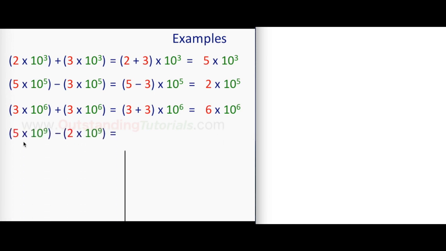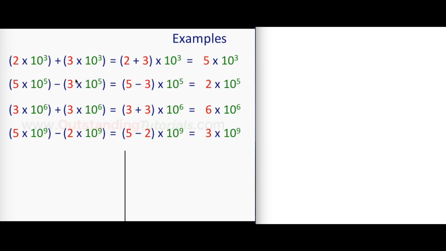Okay, one more. 5 lots of 10 to the 9 minus 2 lots of 10 to the 9 is going to give me 5 minus 2 lots of 10 to the 9. Because you've got 5 of them and you're taking away 2 of them. So how many of them do you have left? You have 3 lots of 10 to the 9. All this makes sense because these are the same.